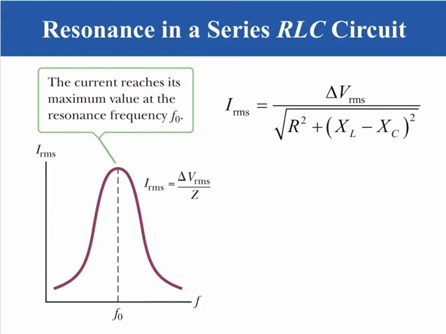The tuning circuit of a radio is an important application of a series resonance circuit. The radio is tuned to a particular station by varying a capacitor, which changes the resonance frequency of the tuning circuit. When this resonance frequency matches that of the incoming radio wave, the current in the tuning circuit increases.